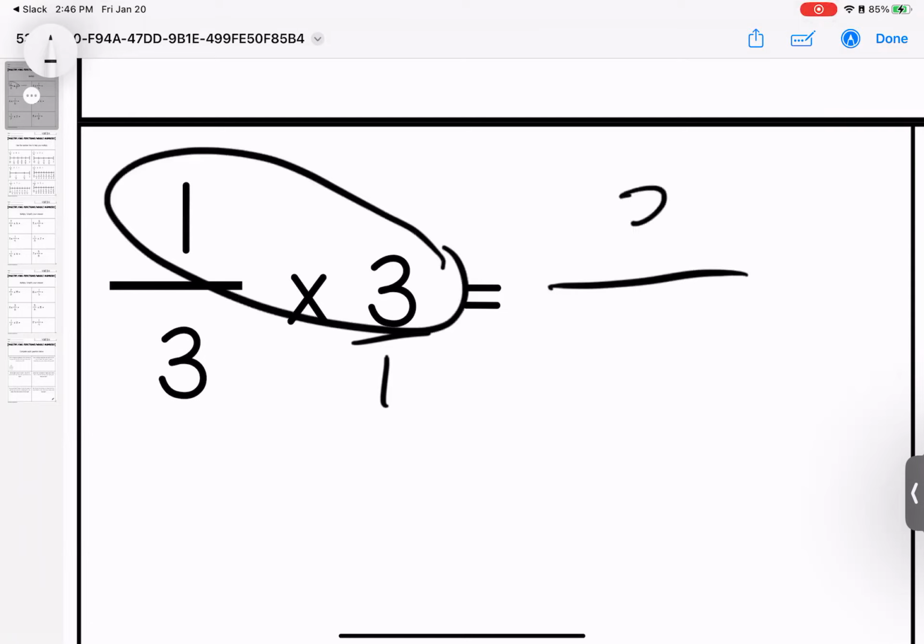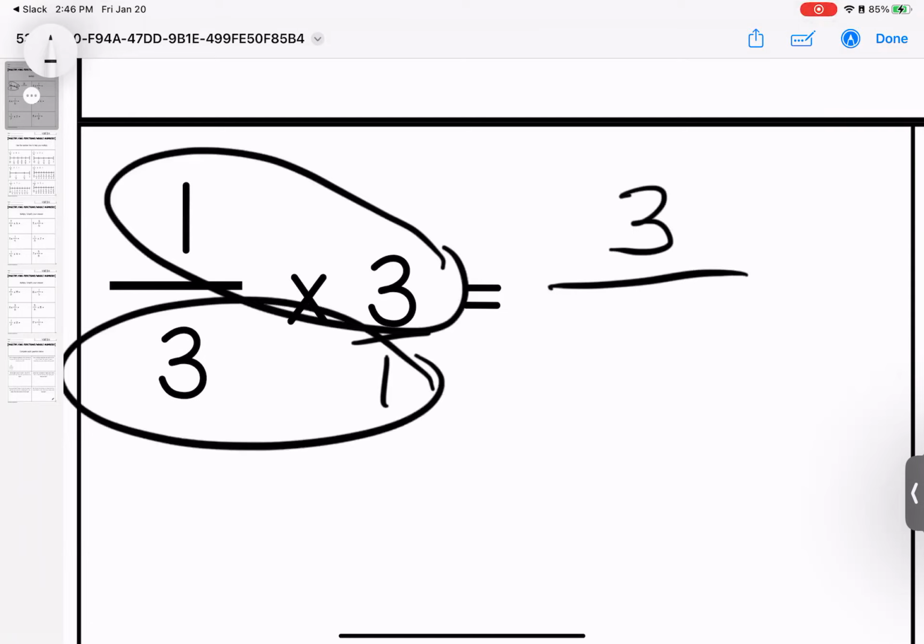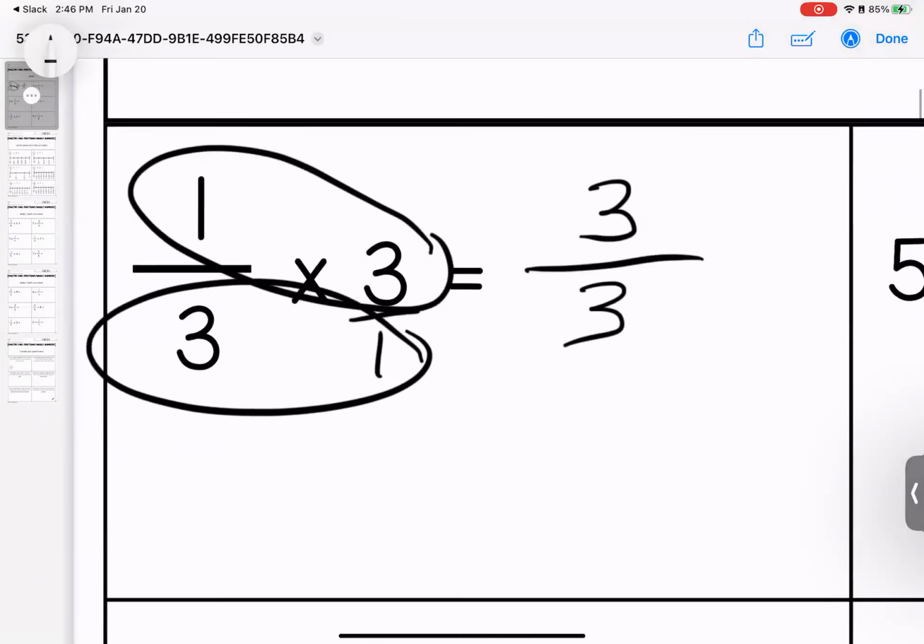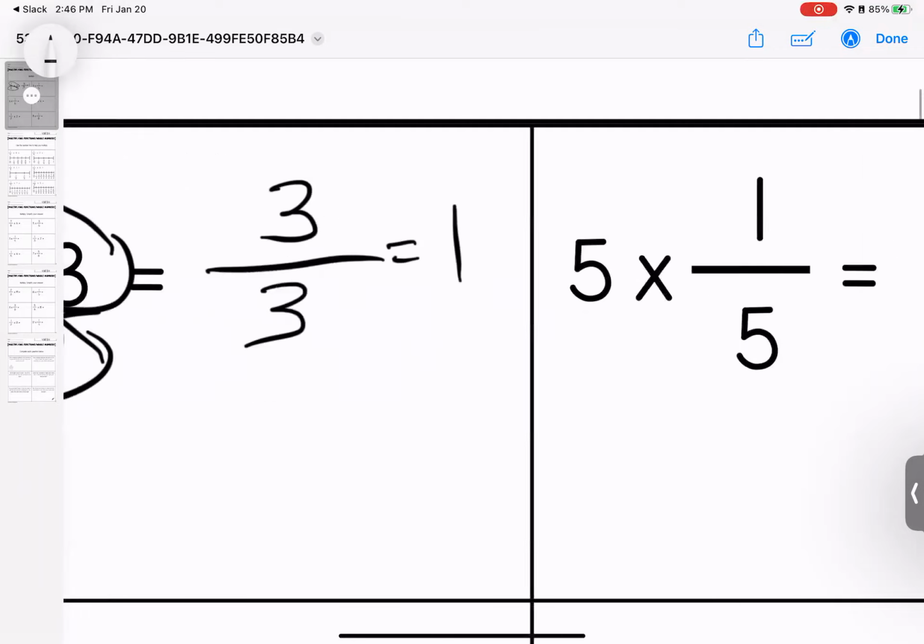1 times 3 is 3. Across the bottom, 3 times 1 is 3 to get our answer. And then, whenever possible, please simplify. I know that when the top of my fraction and the bottom of my fraction are the same number, this is the same as saying I have 1 whole. So 1/3 times 3 is 1 whole.